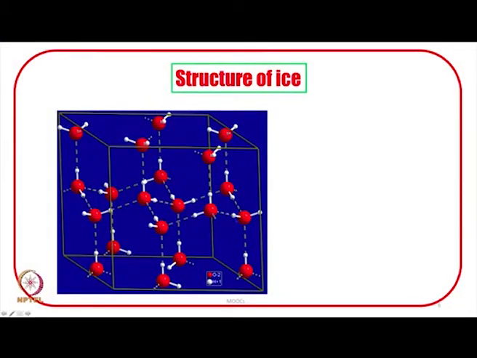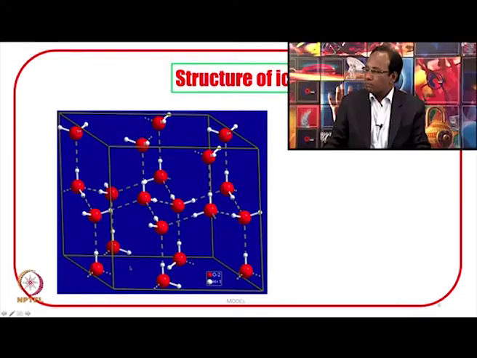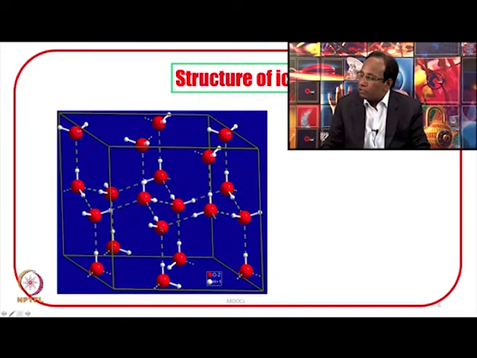There is a regular arrangement of water molecules, and if you see, these red spheres represent oxygens and the white spheres represent hydrogen. If we carefully examine this structure, each oxygen is surrounded by two hydrogens, and these hydrogens are connected to oxygen by covalent bond. And at the same time, that hydrogen is also bonding with an oxygen through hydrogen bond.